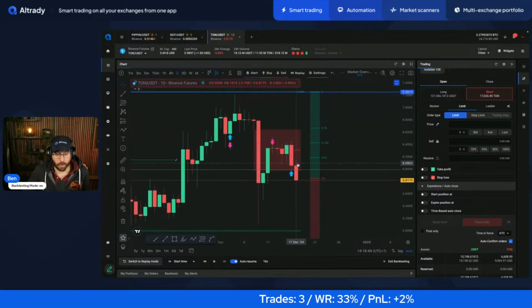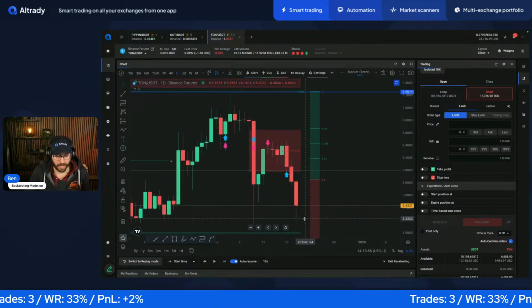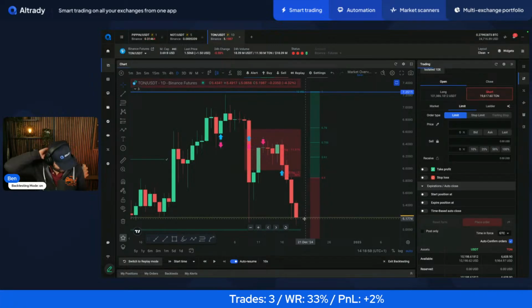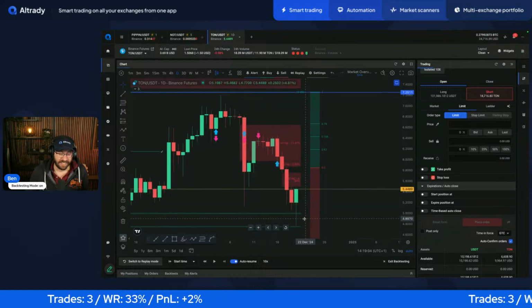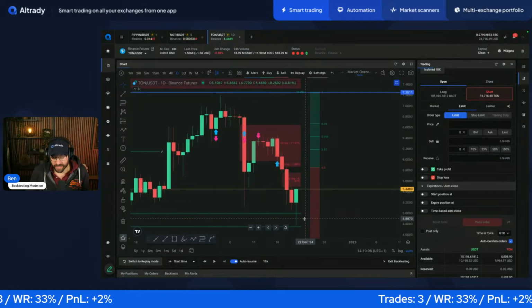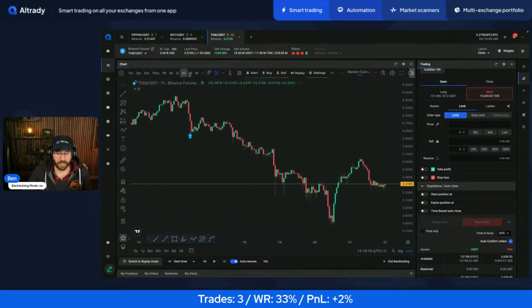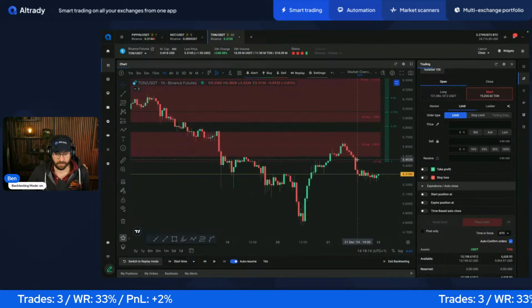We could have probably targeted something like crazy low here, but you know me, I'm a little bit conservative and it always bites me when I see these things. But you know what? It's better to be conservative and win more trades than to be a little bit of a daredevil.